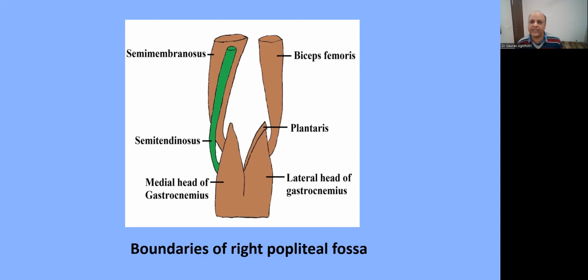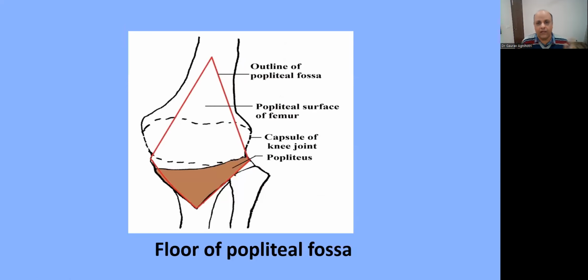The roof is formed by the deep fascia, while the floor is formed by the popliteal surface of femur, capsule of knee joint, and the fascia covering the popliteus muscle. So one can appreciate the diamond-shaped shape here, drawn in red. So diamond-shaped popliteal fossa and its location in relation to the lower end of femur, upper end of tibia, and the knee joint. And the floor is formed by, from above downwards, popliteal surface of femur, capsule of knee joint, and fascia covering the popliteus muscle.